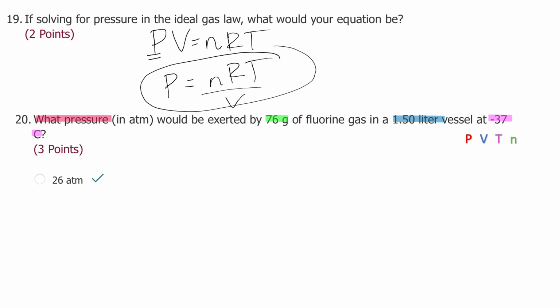Number 20, what pressure would be exerted by 76 grams of fluorine gas in a 1.5 liter vessel at negative 37 degrees Celsius? So first let's get that to Kelvin by adding 273, so that will give us 236 Kelvin. Then we have grams when it's supposed to be in moles. So we can take fluorine, which is 18.998 times 2, because fluorine is diatomic. So we can take 76 grams of F2 and convert it to moles using the molar mass.